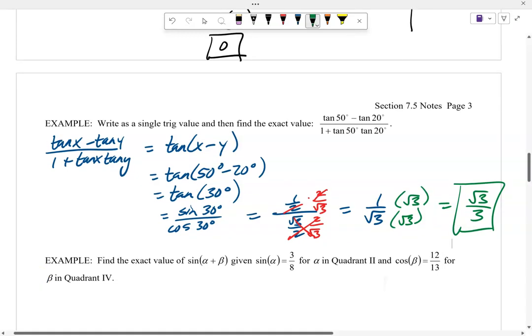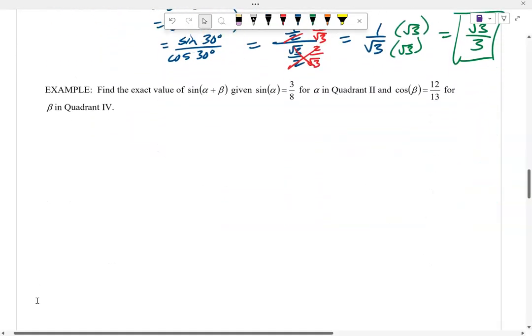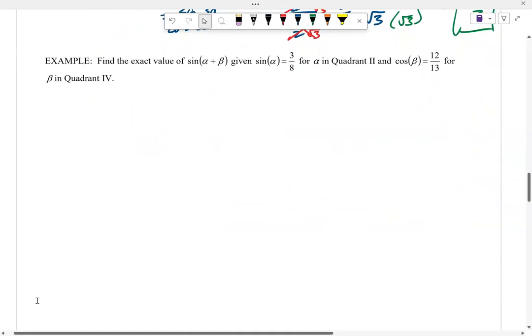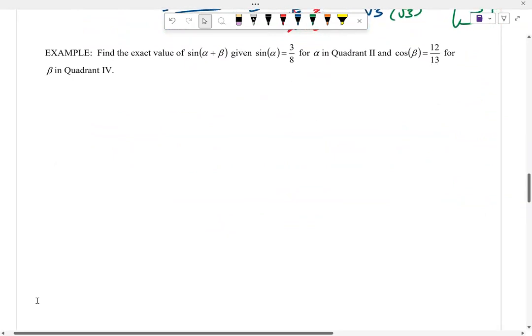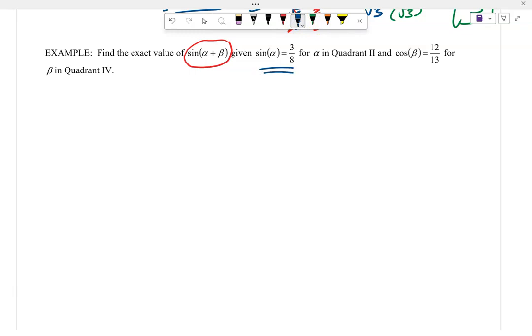All right, now what we're going to do is we're going to be given some pieces of information about alpha and beta, and then we're going to put it together with a sum or difference formula. Okay, so notice it's asking us, we want to find sine of alpha plus beta, but we're given some information. First of all, sine of alpha is 3/8, and we know alpha is in quadrant 2.